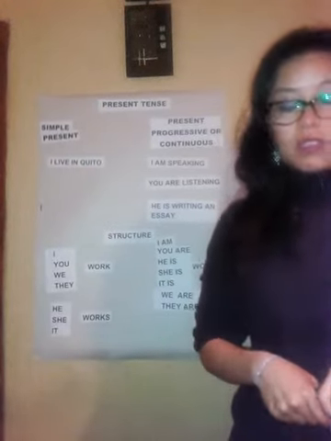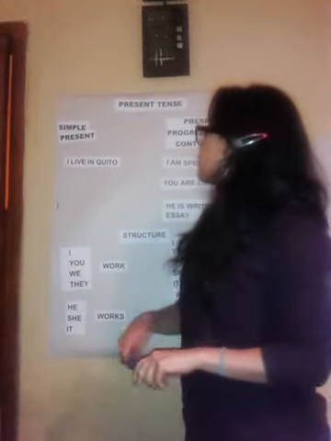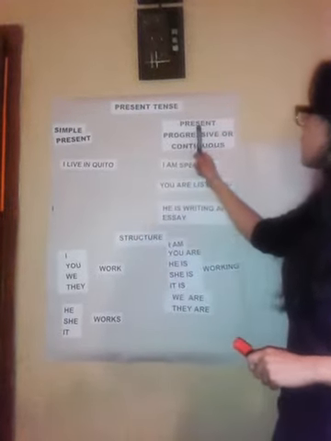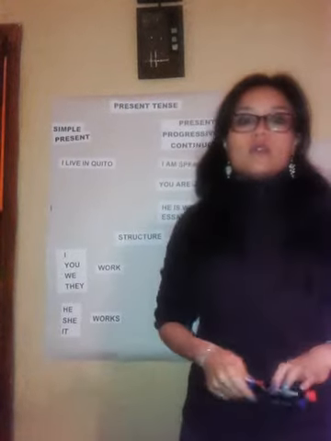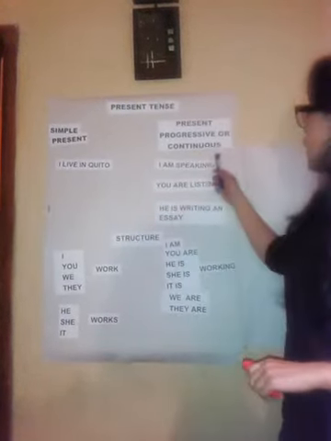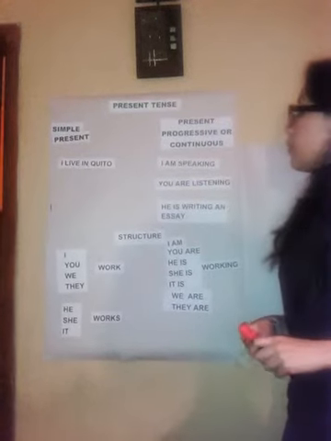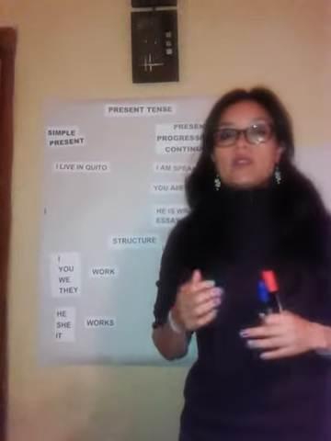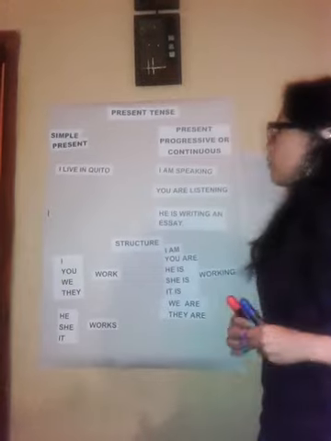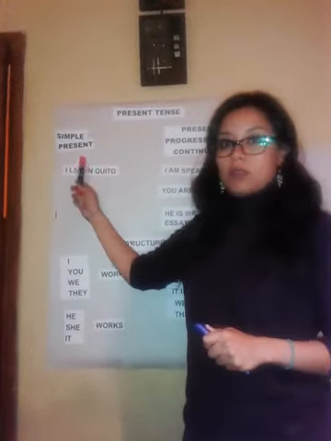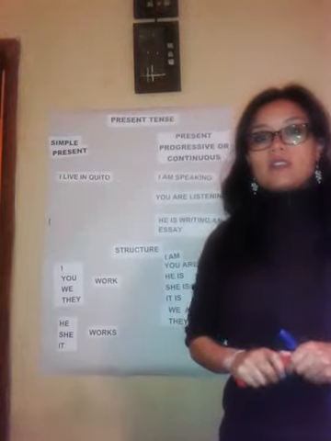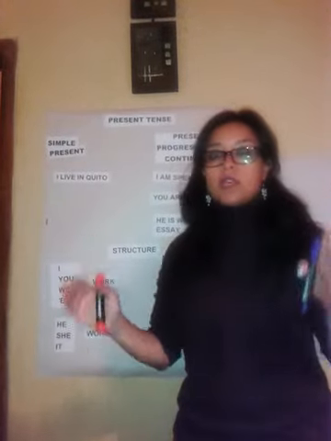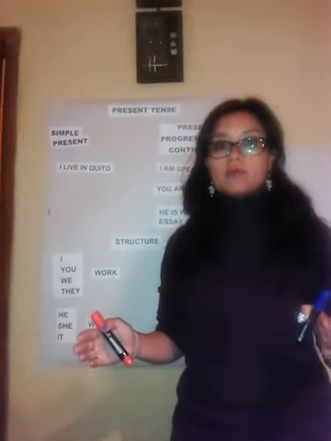Okay, so to start, we have the present tense and we have simple present and present progressive, or usually known as present continuous. Simple present, how do we use it, and when do we use it? For example, I live in Quito. It means that it's something you do permanently. The place you live, it's permanent.